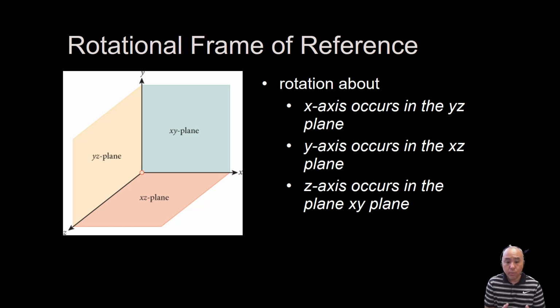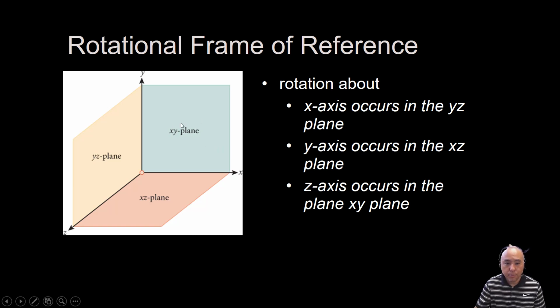So when we're describing angular motion, we need a frame of reference, specifically a rotational frame of reference. And what I have here is a Cartesian coordinate system that's not any different from the coordinate system that we use for linear motion. The only thing that we need to emphasize here is that when we're talking about rotation, it occurs about an axis of rotation that is perpendicular to a plane in which that motion occurs.